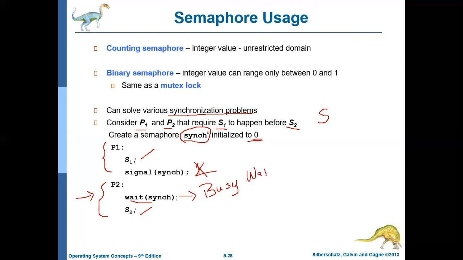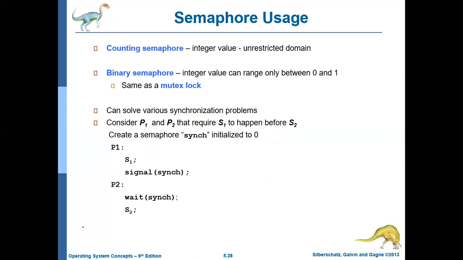Maybe after some time P1 will get access and P1 will execute S1 and then call signal. When it calls signal, sync will be incremented to 1. The moment sync is incremented to 1, P2 will come out of busy wait and then it will execute S2. So like this, a semaphore can also be used to solve other synchronization problems. So this is about semaphores.